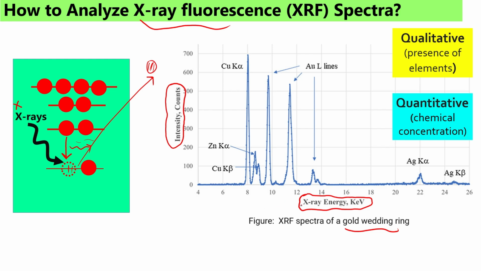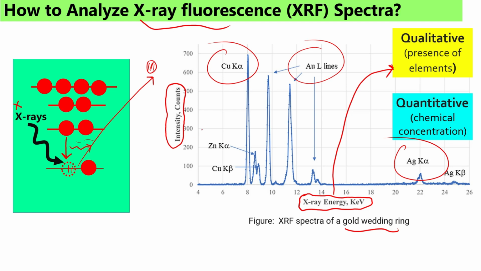Now, the information on the x-axis, the X-ray fluorescence energy, is basically just like a fingerprint, because it identifies which element is present in the sample. So this information talks about the qualitative information: which element is present? Okay, copper is present, gold is present, silver is present, zinc is present. It is not going into detail, but it only reveals which element is present.